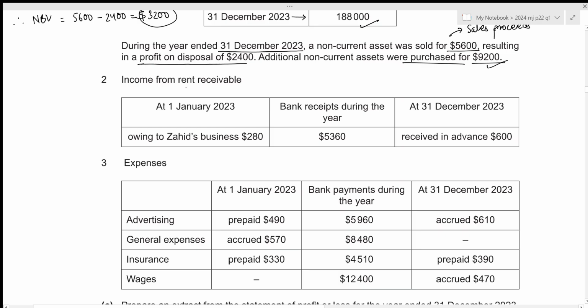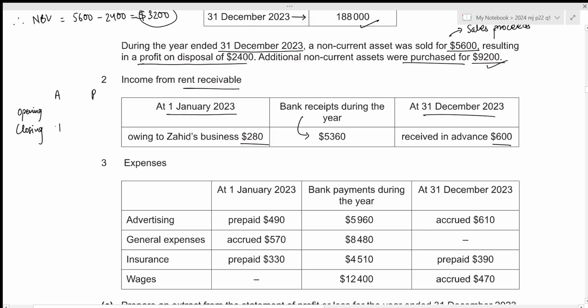Now for the second piece of information, income from rent receivable is given. The rent that we received during the year is 5,360. Then at the opening date, owing to Zahid's business was 280, and at our ending date, we had received 600 in advance. Now we always need to adjust for accruals and prepayments. And the formula for the accruals and prepayments at the opening date and the closing date, if you just remember one of these, you can always figure out the rest of it as well.